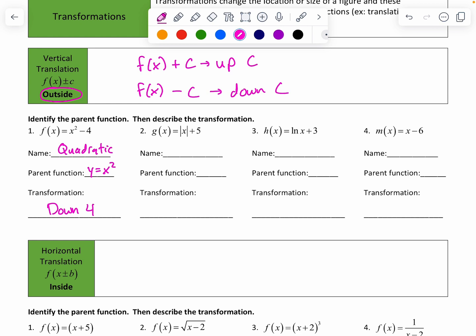Number 2, I see those bars. Those bars tell me it is an absolute value function, and its parent function is just the absolute value of x. And that plus 5 is outside the absolute value of x, so I know I'm going up 5.